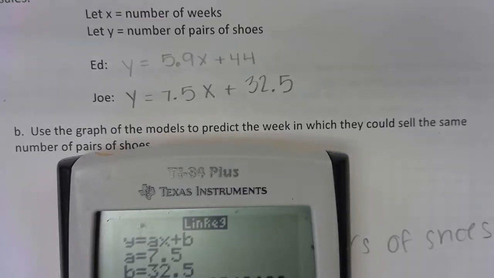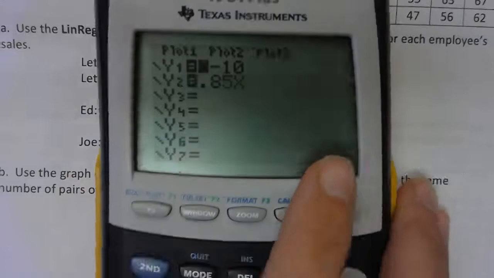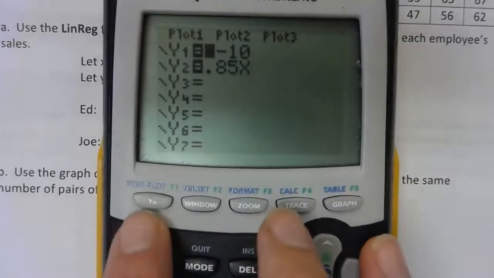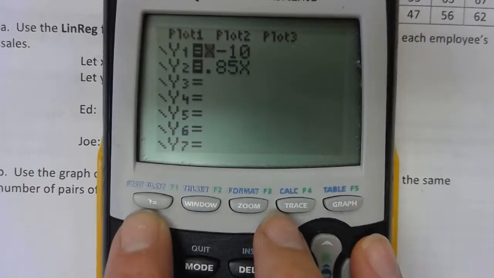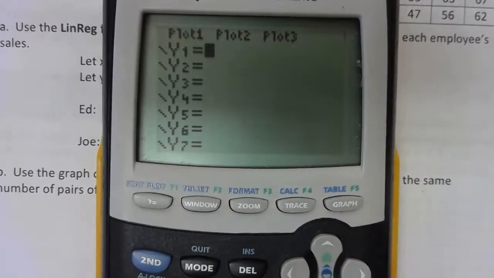So then it says use the graphs of the model to predict the week in which they could be the same. So since we don't algebraically have a way to do this and I didn't make you graph it, we're going to use the graphing calculators to graph it. So you're going to go to y equals right here. You're going to clear out anything in y1 and y2.